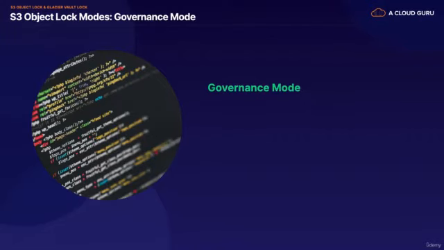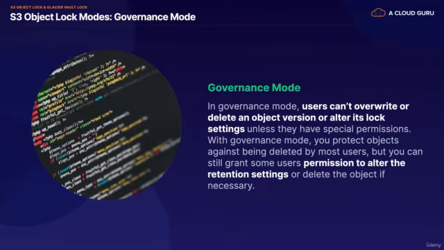We've got governance mode, and in governance mode, users can't overwrite or delete an object version or alter its lock settings unless they have special permissions. So with governance mode, you can protect objects against being deleted by most users, but you can still grant some users permissions to alter the retention settings or delete the object if necessary. So governance mode basically locks it down to users who have a set of special permissions.